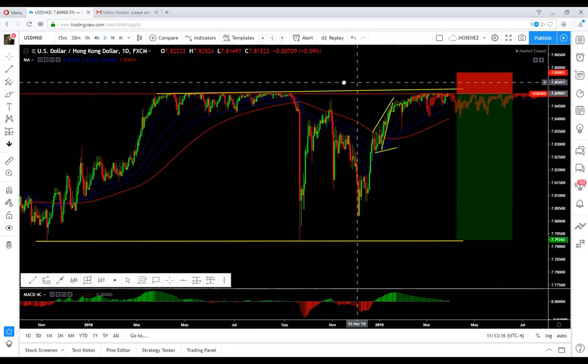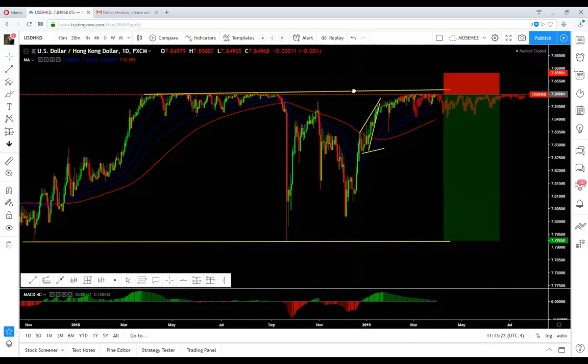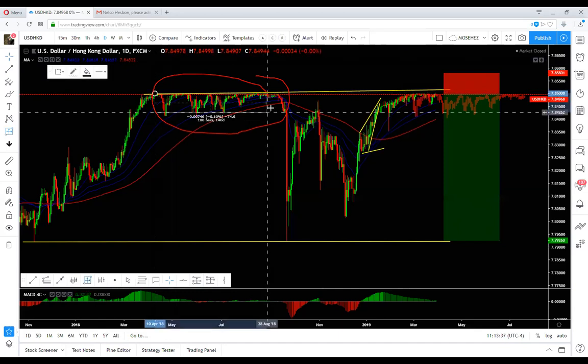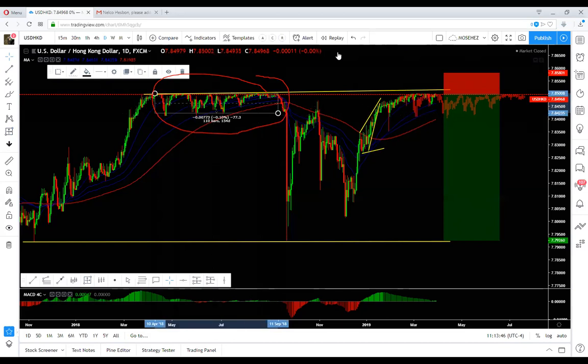The problem with this particular pair is that it takes a lot of time to happen. So you can see how many days it took there. So it took around 154 days for this particular move. I'm not ready to hold that particular trade for 154 days.